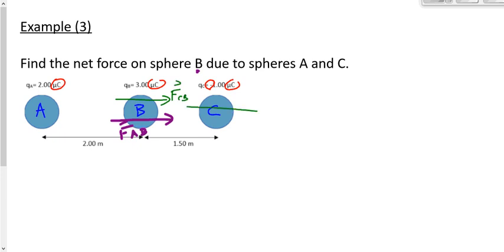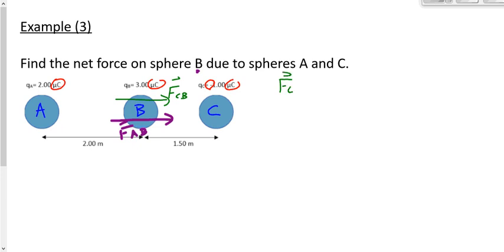Now, C will be pulled towards B, right? But that's not relevant in this question because we're not looking for what happens to C, we're only looking for what happens to B. So let's get rid of that one. I don't need to draw that if it's not relevant. I've got FAB and I've got FCB. Now, what do you think I do next? You got to find each force, yeah.